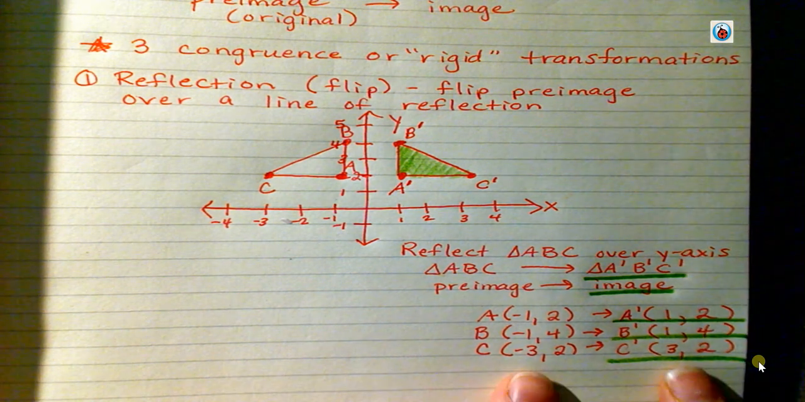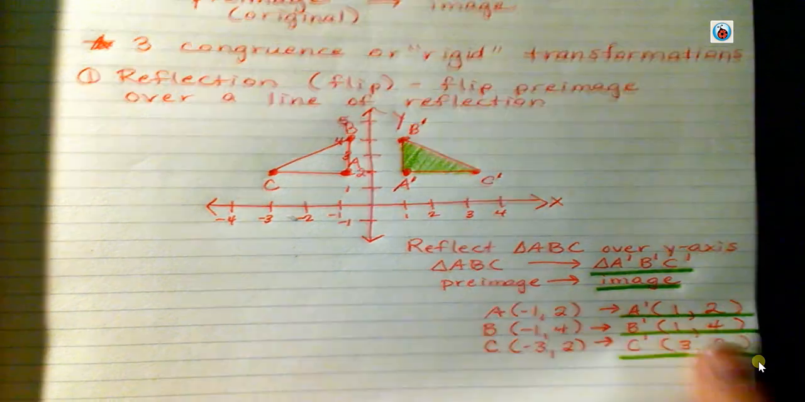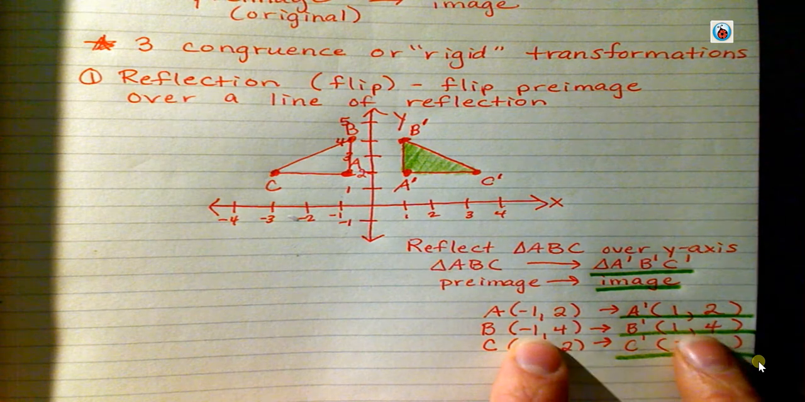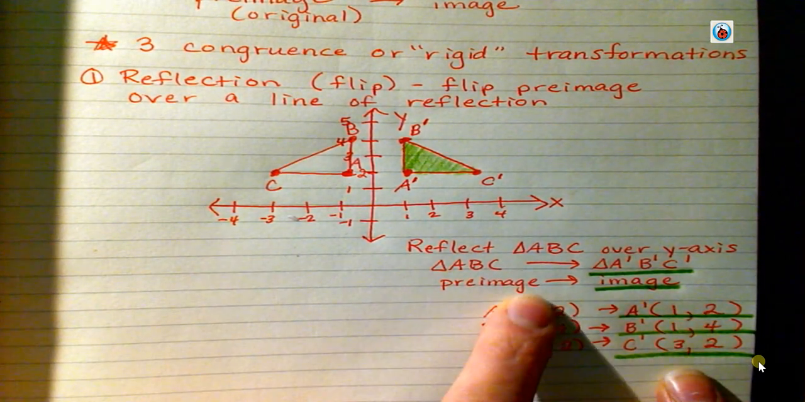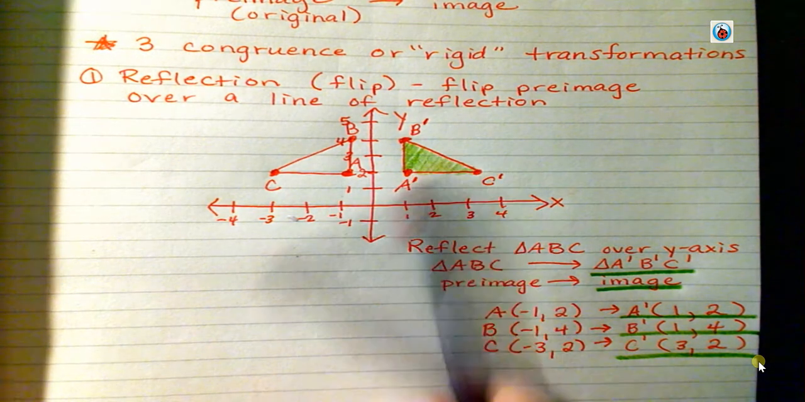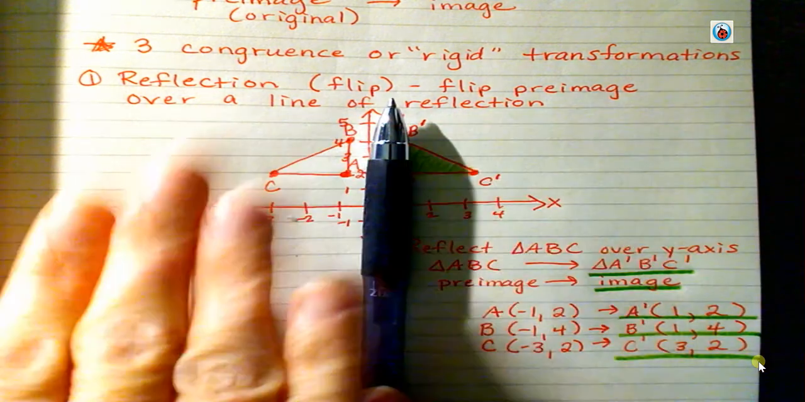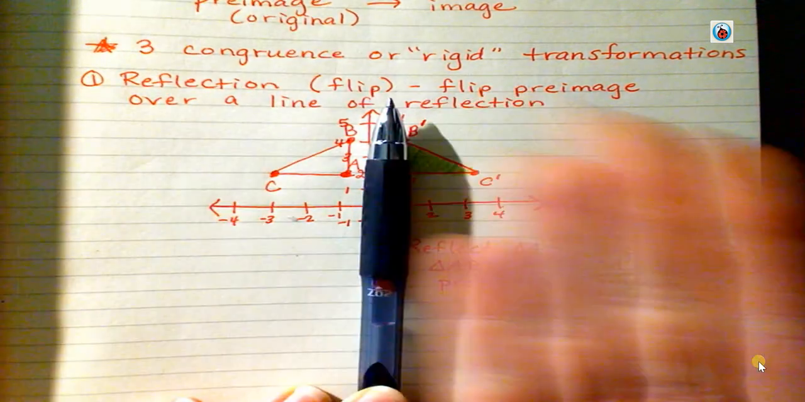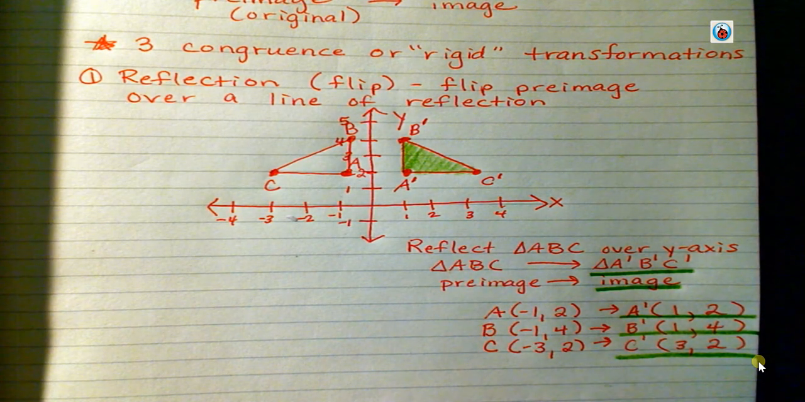And if we look at all of these points, they should all follow the same pattern from the pre-image to the image. The only thing that has changed in all of my points is that all my x values changed sign. They were negative, now they're positive. And if you think about that, flipping something over the y-axis here, or over this line in the middle, the only thing that changes when I flip it is my x values go from negative over here to being positive over here. So that makes sense. And you can check that to see if it follows that same pattern for all of your points.